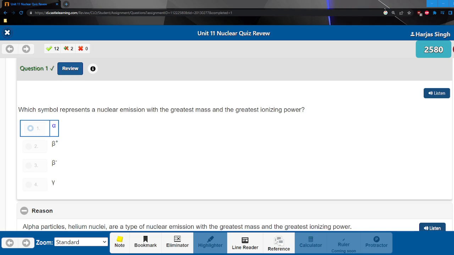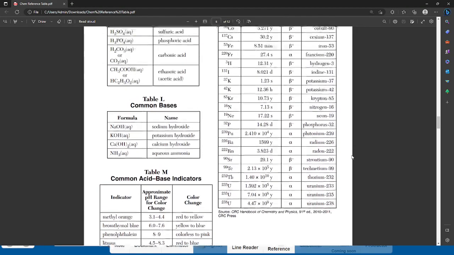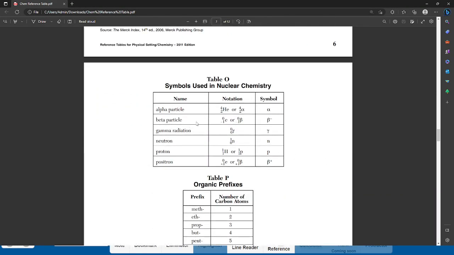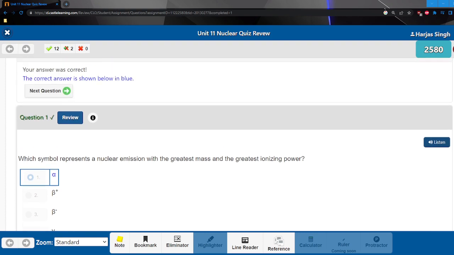Which symbol represents a nuclear emission? You want to look at Table O of your reference table, which you'll see right about here. You're going to look at this list. That's going to be the particles you select. It says greatest mass, that's going to be your alpha particle. I wasn't really here for this, but it's the thought that counts, right? But yeah, greatest mass, pick alpha particle.